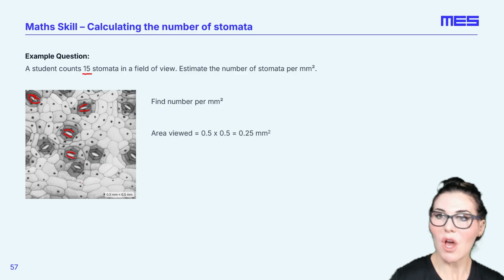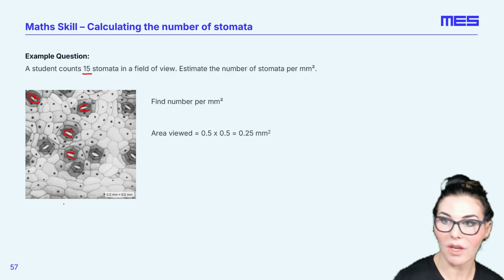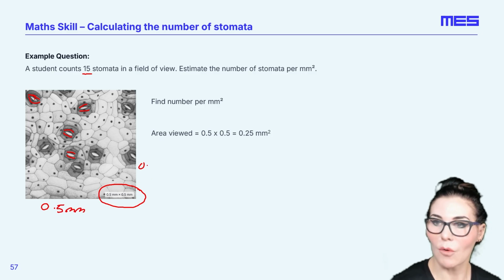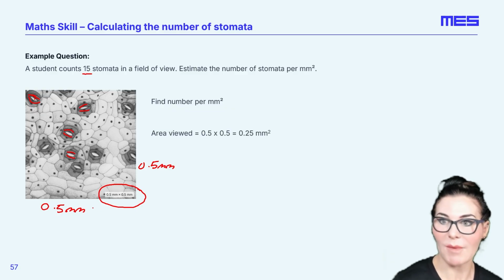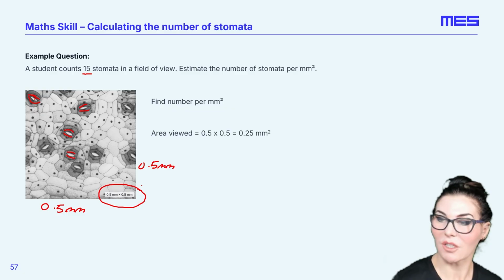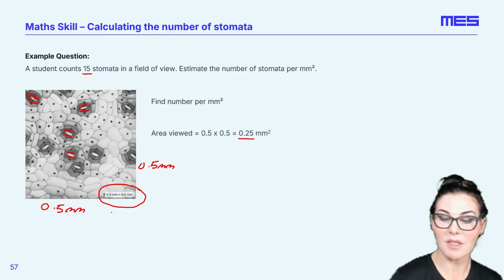Now you already know that there's 15 stomata in this field of view, but what you have to do next is work out the area of the field of view that you're looking at. Now you're given information here to calculate that. So we've got 0.5 millimetre that way, 0.5 millimetre that way on the image. So you'd simply use your normal area calculation, 0.5 times 0.5. So the area of the field of view is 0.25 millimetre squared.